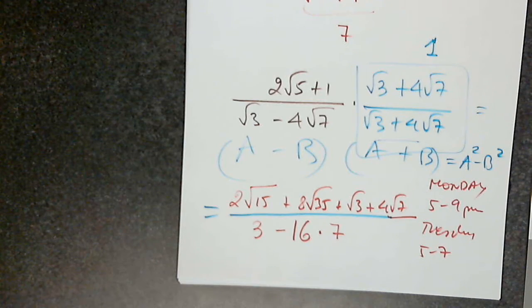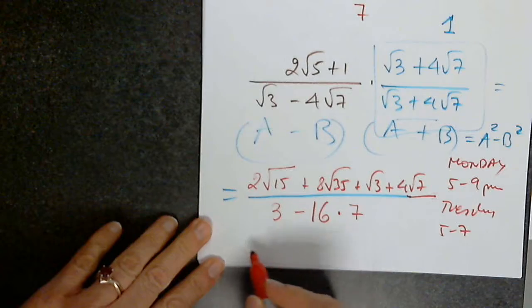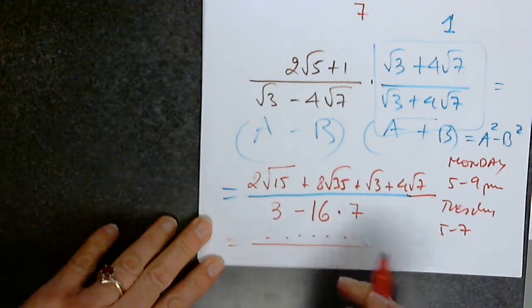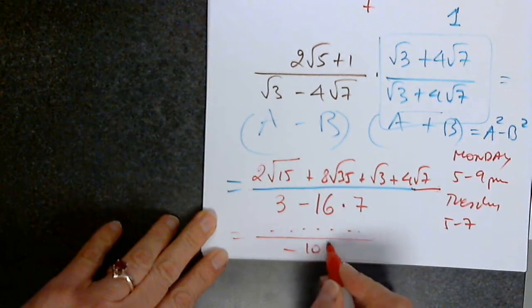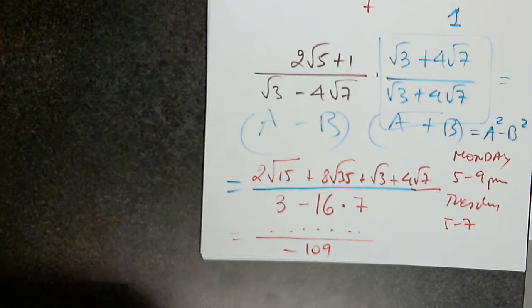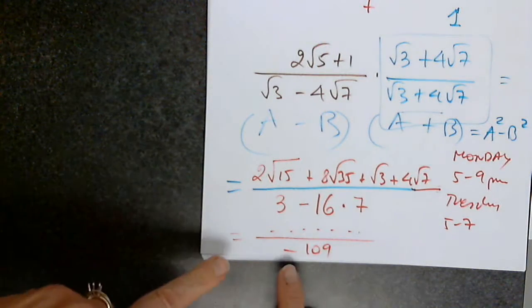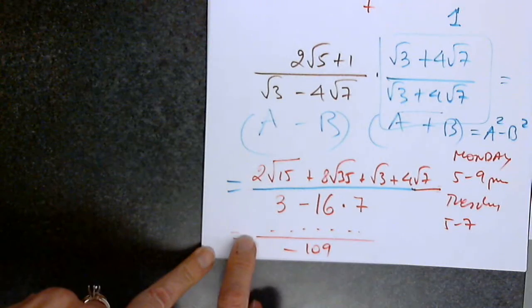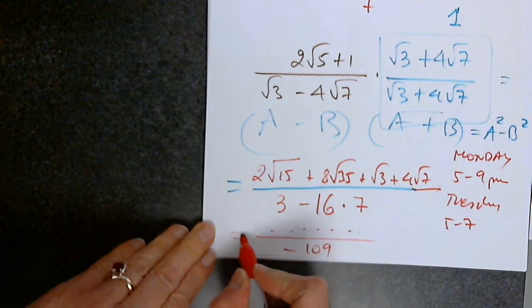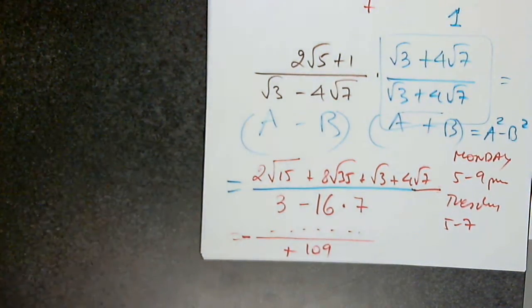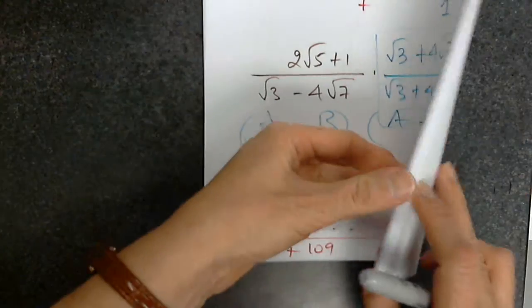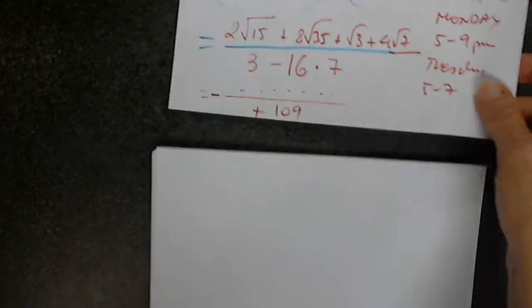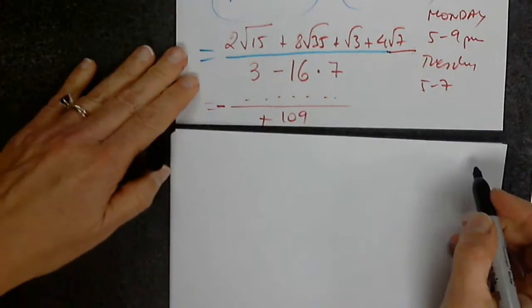I got minus 109. So I will copy everything from the top, not doing anything to it. And the denominator is minus 109. I would like to put the negative in front of the fraction line. So I will write it like this. Any questions? Any questions?